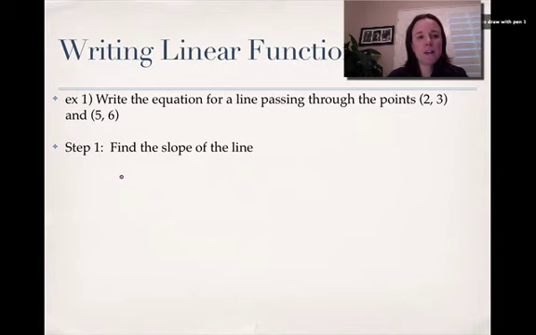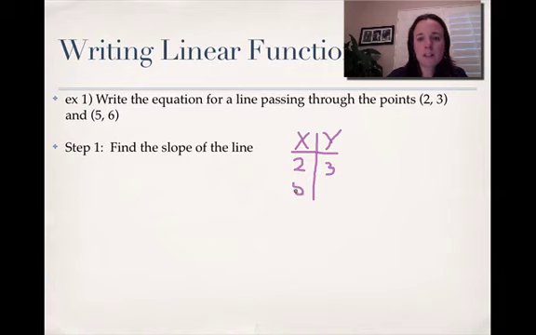And the way that I like to do this is I just make my little x, y table. So x, y. And we're going to go ahead and put both of our points on there. So I've got the point (2, 3), and I've also got the point (5, 6). All right, so remember the slope is the change in y over the change in x. So my change in y is 3, and it looks like my change in x is also going to be 3.